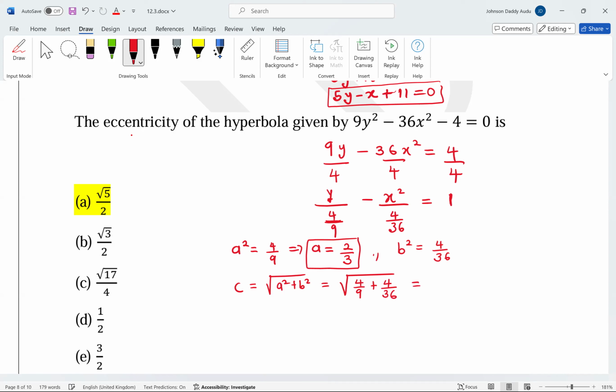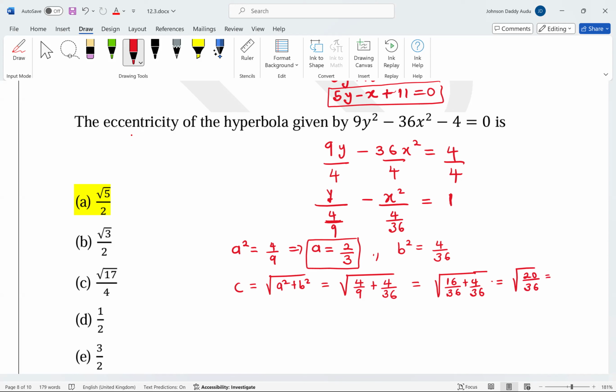36. And this will give us what? If you multiply this, you can multiply this by 4. So this is going to be 16 over 36 plus 4 over 36. And this is just going to be root of 20 over 36. Okay. Now, how can we simplify this one?